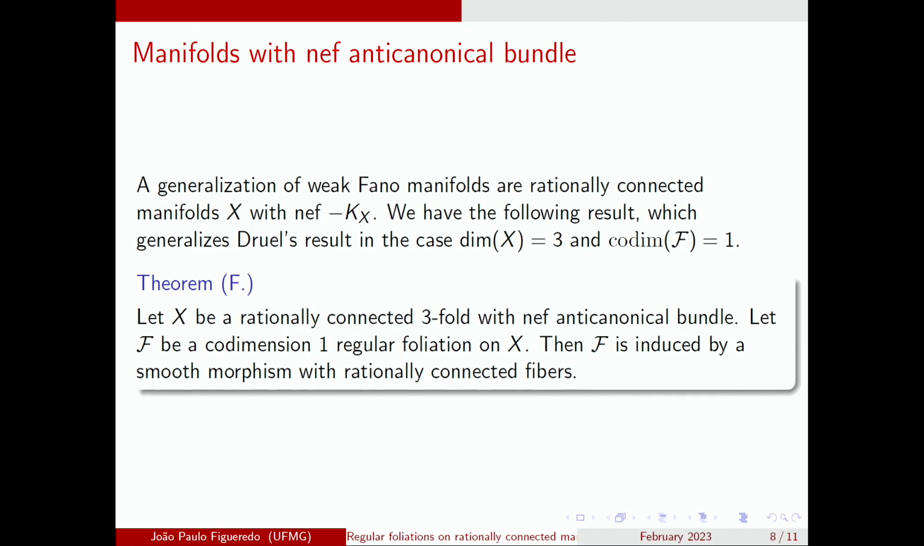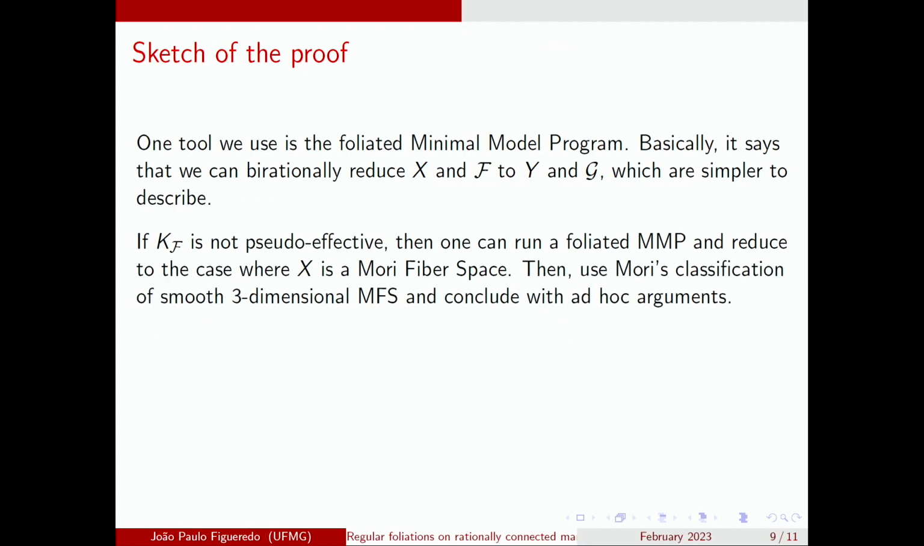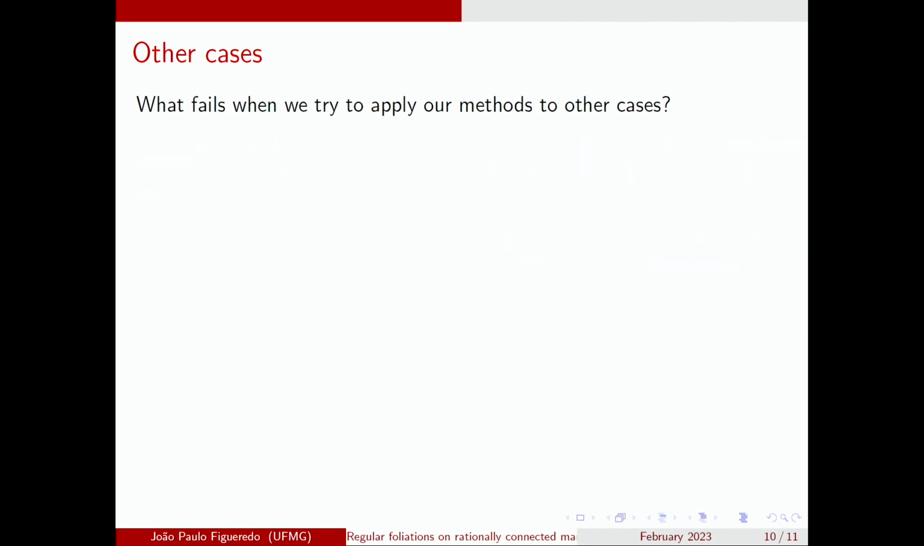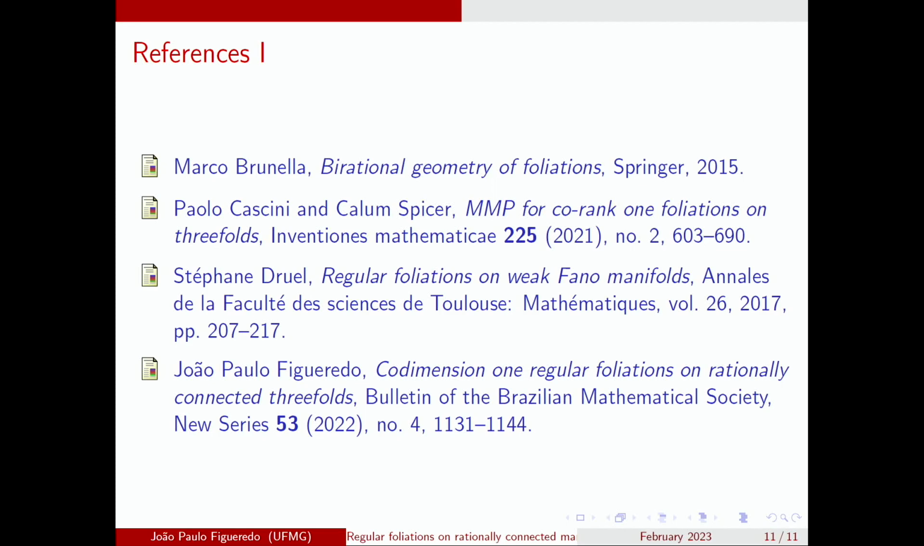So it proves Touzet's conjecture in the case of 3-dimensional manifolds and codimension 1 regular foliations with these conditions. I won't tell you the details of the proof, since I don't have time, but I leave you the references.